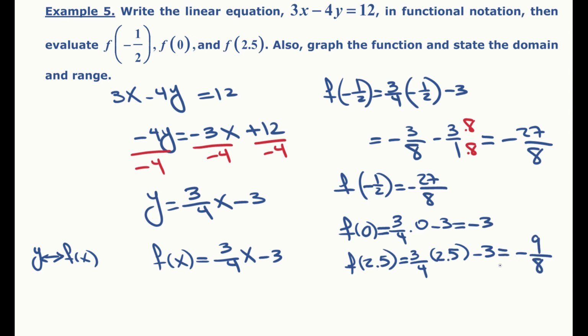All right, so there we have it, right? So now all we have to do is graph it and state the domain and range. Of course, notice that we have the ordered pairs that we need to graph this. We have more than enough because we only need 2, right? So we can just use, for example, this nice easy one. When x is 0, y is -3, or f of x is -3.